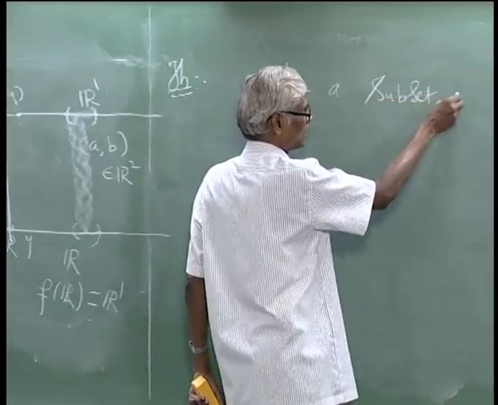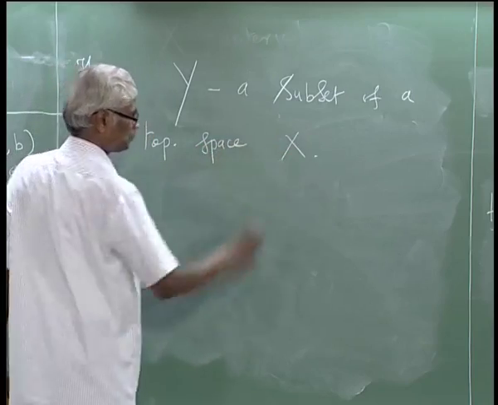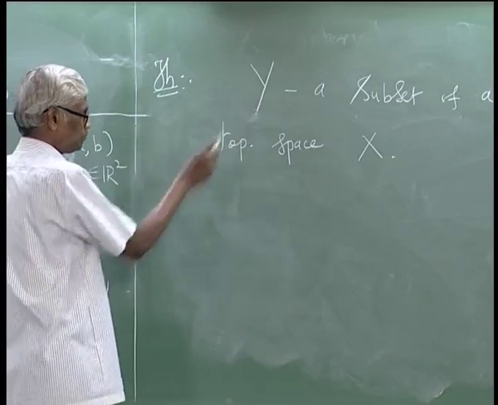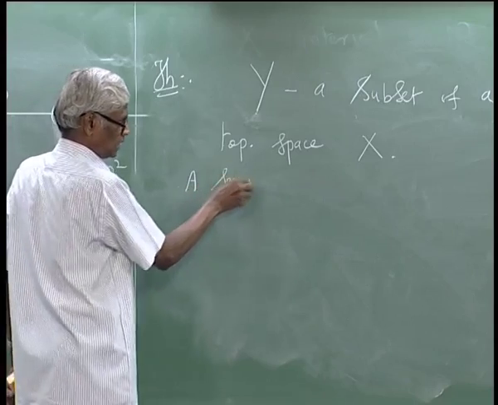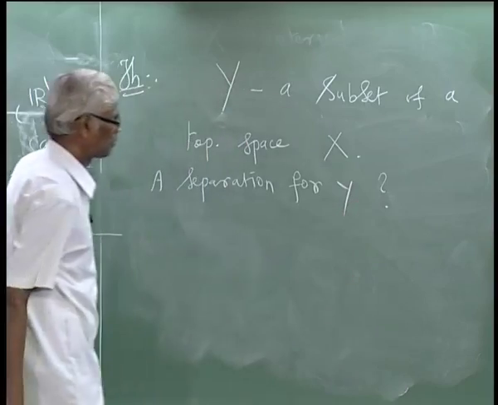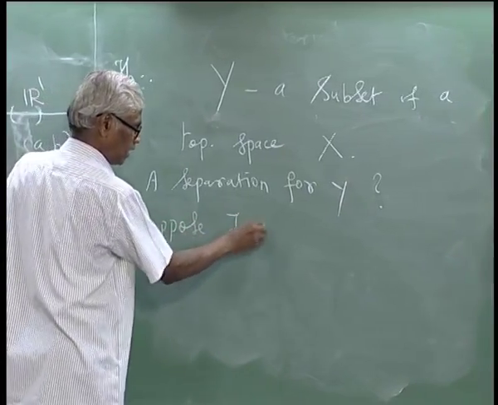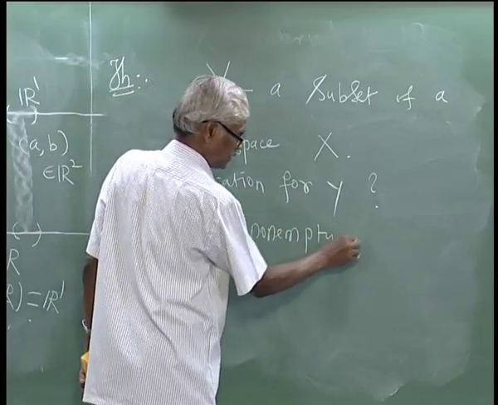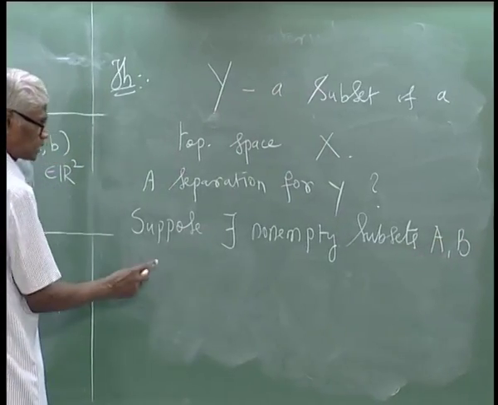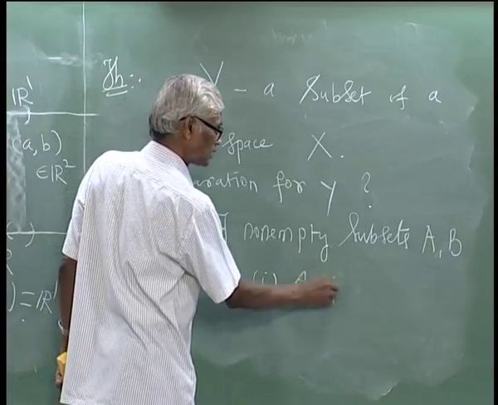So this observation is very important. Given Y, a non-empty subset of a topological space X, what is a separation for Y? Suppose there exist non-empty subsets capital A, capital B of capital Y such that, one, they are disjoint, A intersection B.